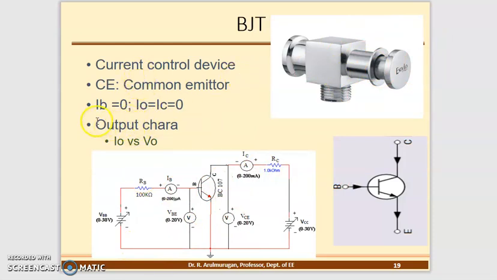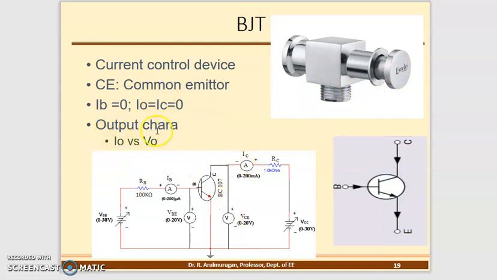Okay, if I don't apply any push, what about my output of water? That is called IB equal to 0. No base current is applied, so I'm not pushing the tap. No water is coming out. That is called the output current is 0.